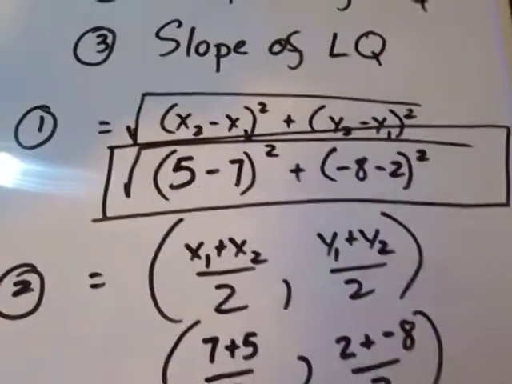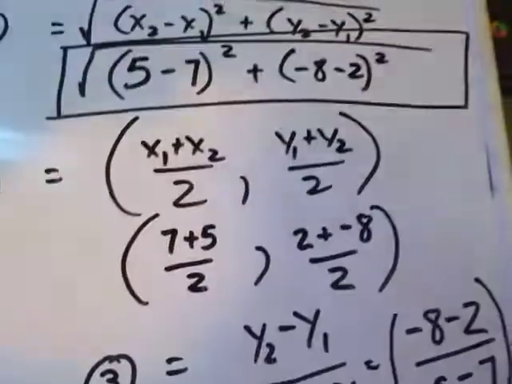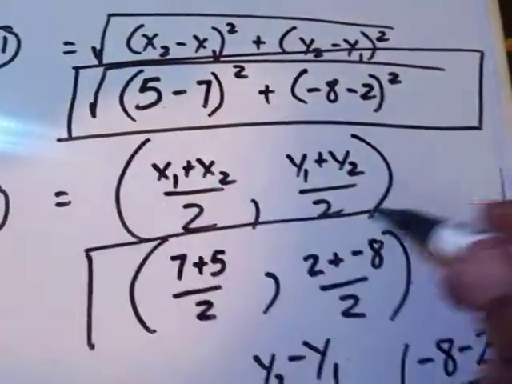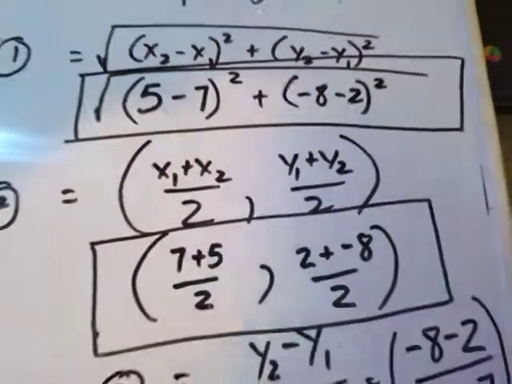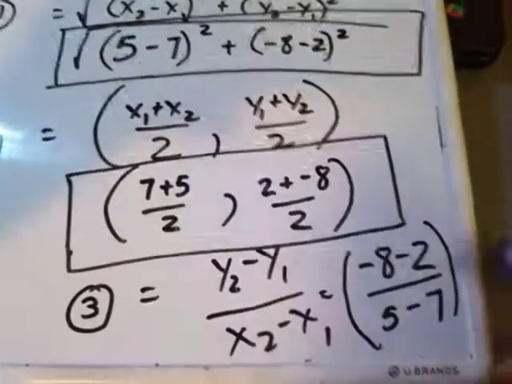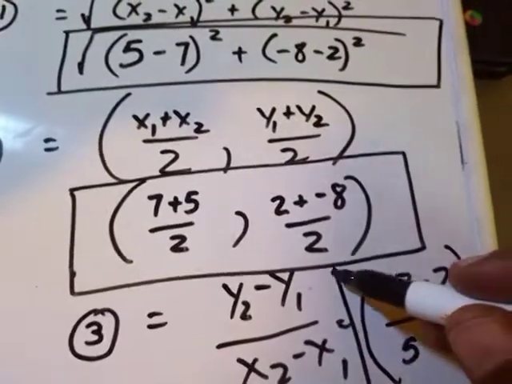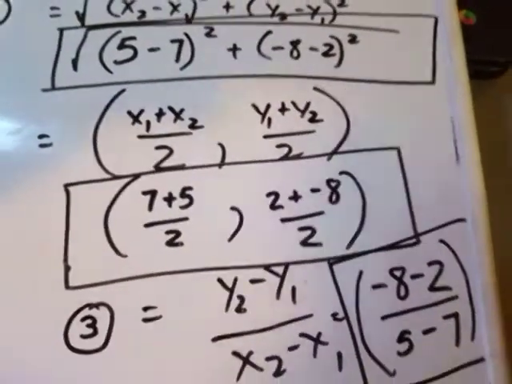Those numbers are in the right place for the length. These numbers are in the right place for the midpoint, and this number is in the right place for the slope. Okay?